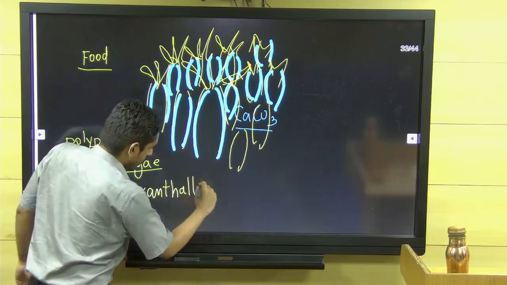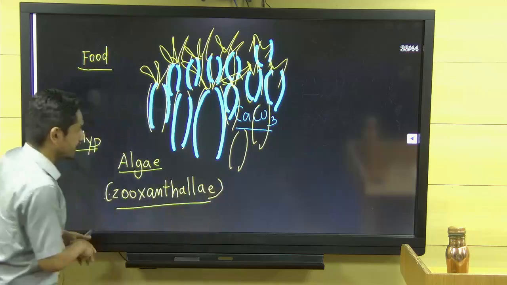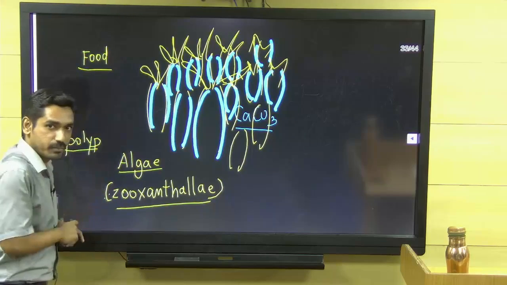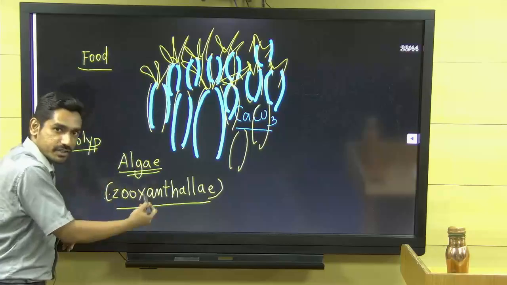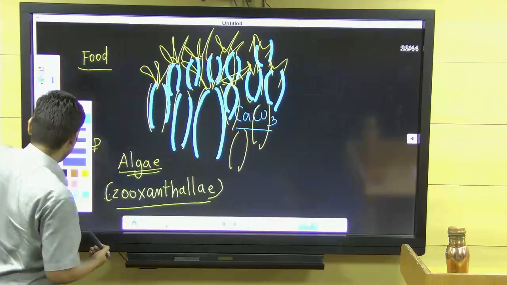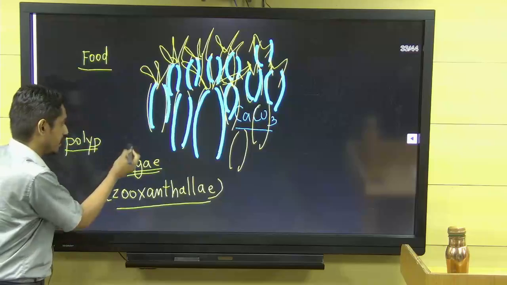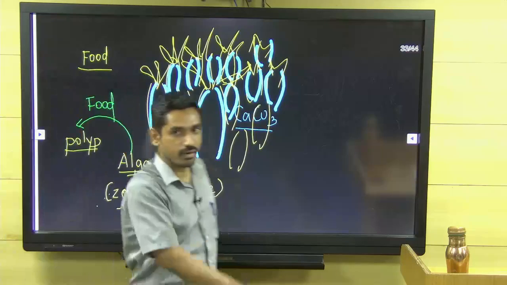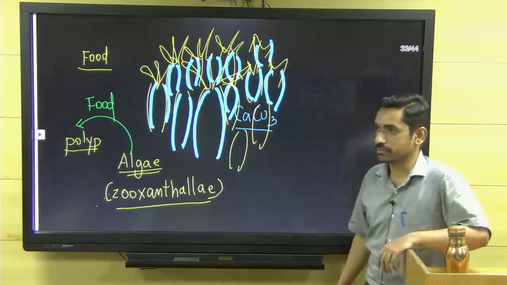Zooxanthellae. You might be asking, sir, what is the purpose of algae? Algae are useless? Algae are very useful. Food is the problem. Algae have the capacity to photosynthesize. They can manufacture their own food. So what you do is, you have friendship with algae. Algae will provide food through photosynthesis. Correct? So algae is providing food to coral polyps.